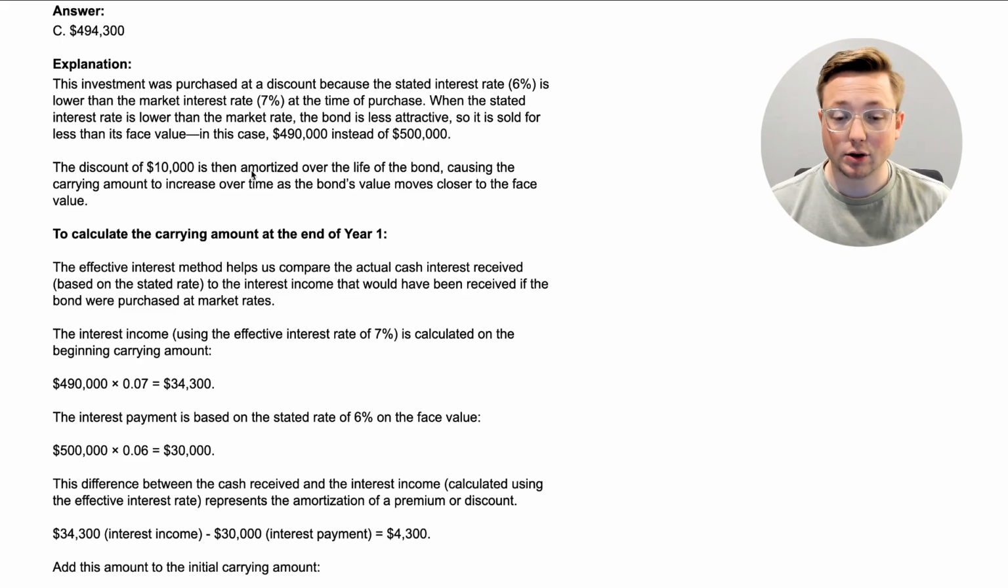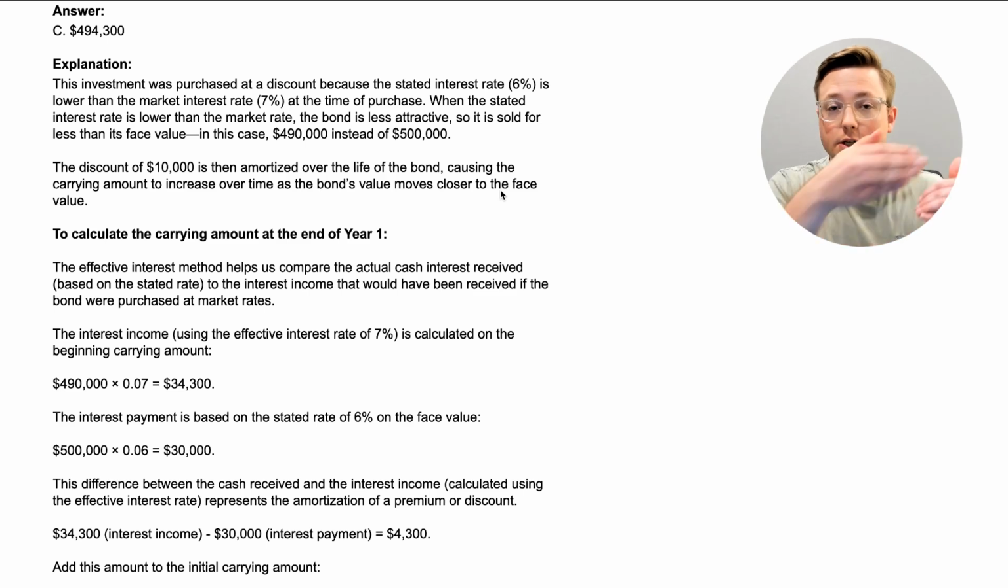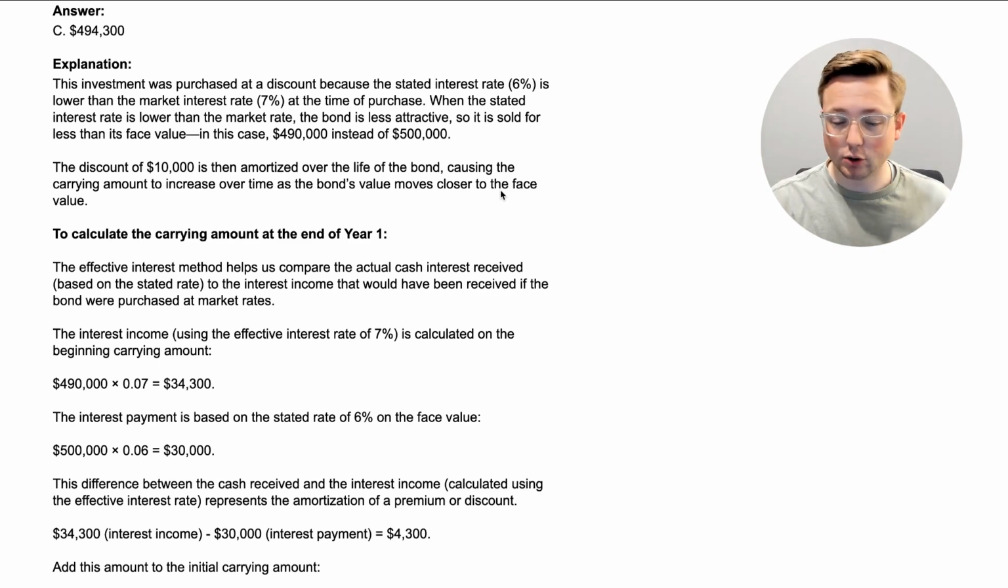The discount of $10,000 is then amortized over the life of the bond, causing the carrying amount to increase over time as the bond's value moves closer to the face value. So we're going to increase the carrying amount each year to try to get it to the actual face value because, again, it was sold at a discount.